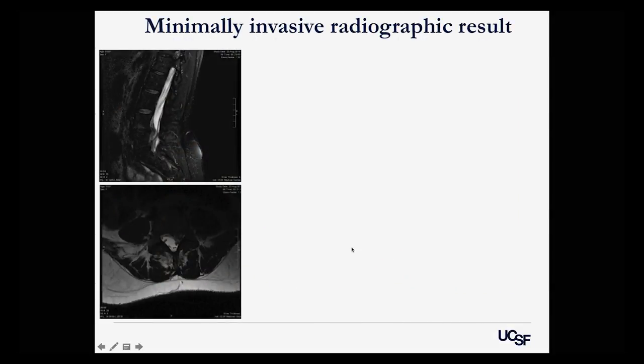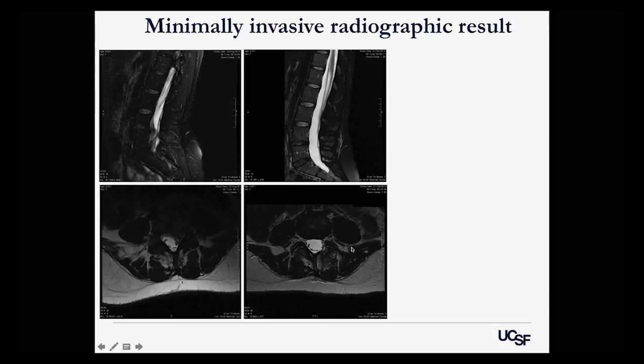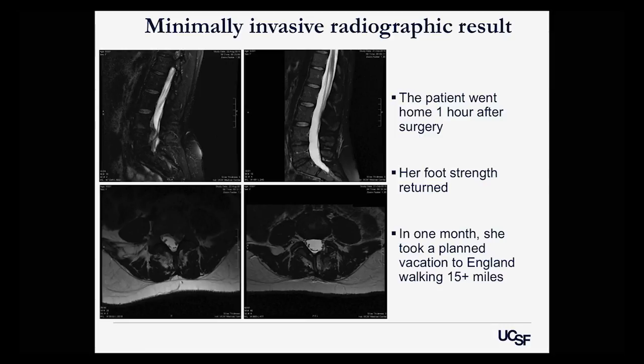This is what the patient started with before surgery. This is what it looked like after. So the disc herniation is gone. The nerves are completely free of pressure. She went home about an hour after surgery. Her foot strength returned. And within a month, she actually was able to take a planned trip to England where she was walking about 15 miles a day.